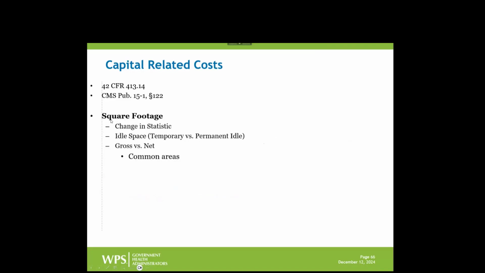Square footage is a big topic that covers a lot of things. This is a very simple percentage of all that capital cost. That's how that works. So getting that square footage right is important.